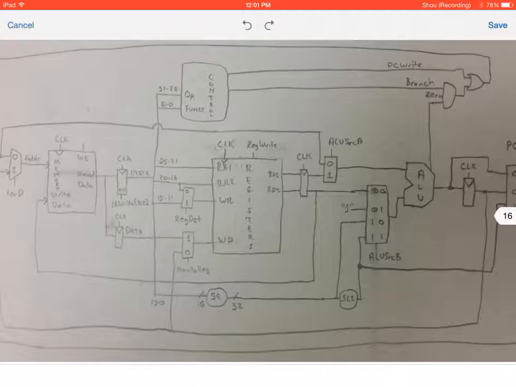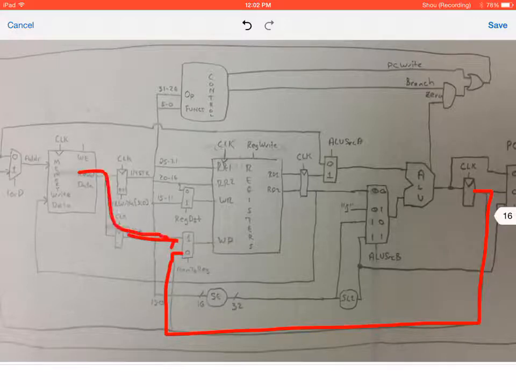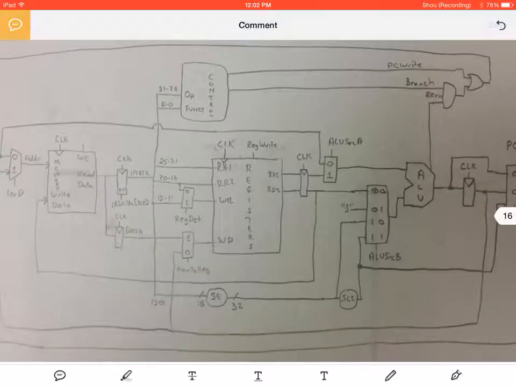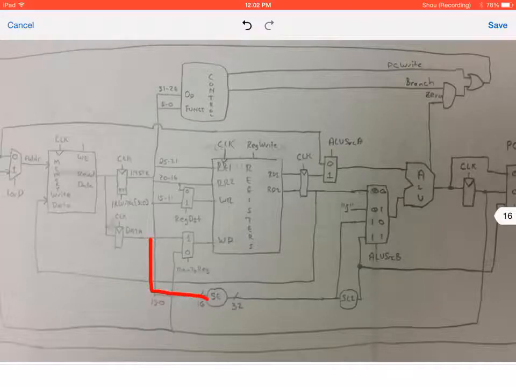Additionally, we have memory to register, which is the value coming from the clock on the output. Here we're determining if it's coming from memory, it's 1. If it's coming from the ALU, it's 0. Here we sign extend our 16-bit immediate value to 32 bits. So that says 15 to 0, and then it's sign extended.